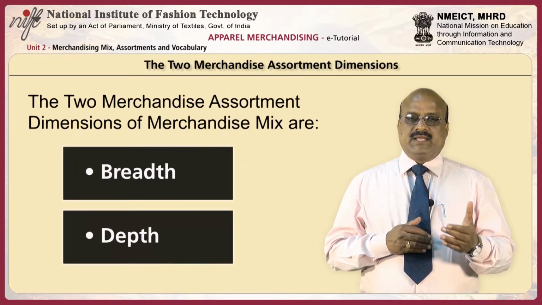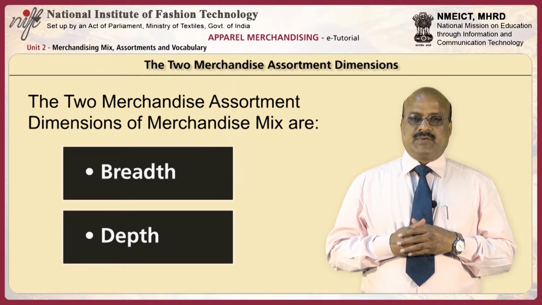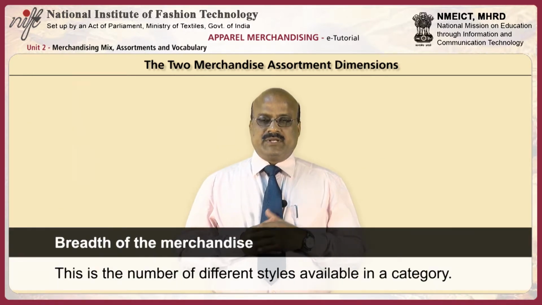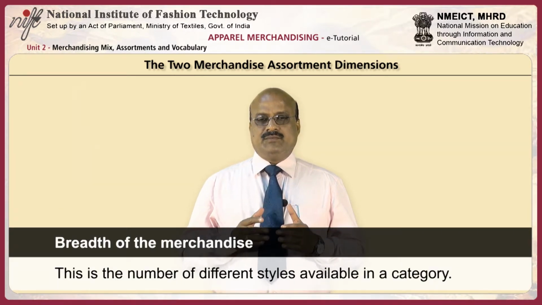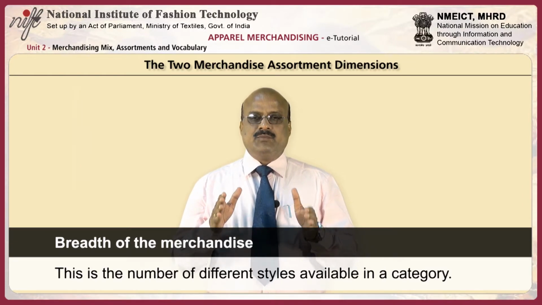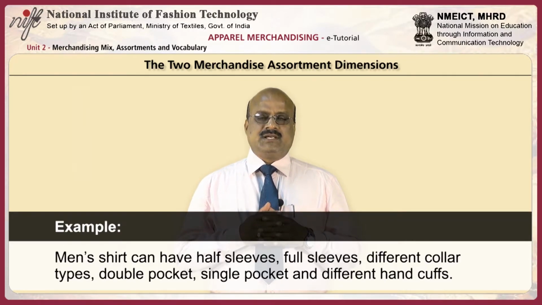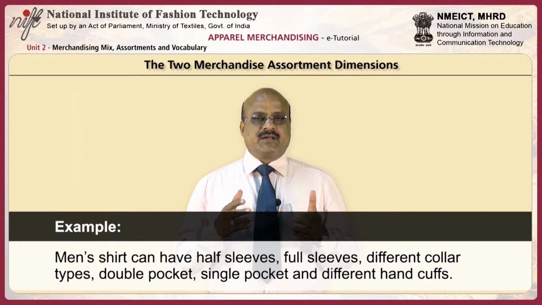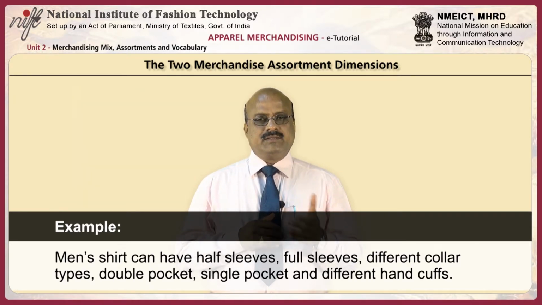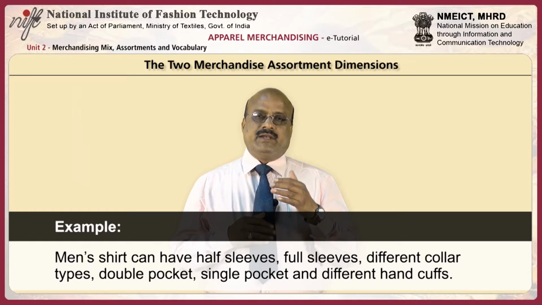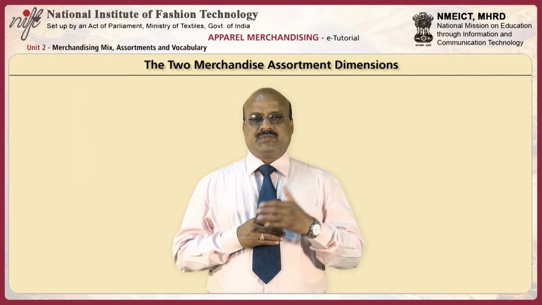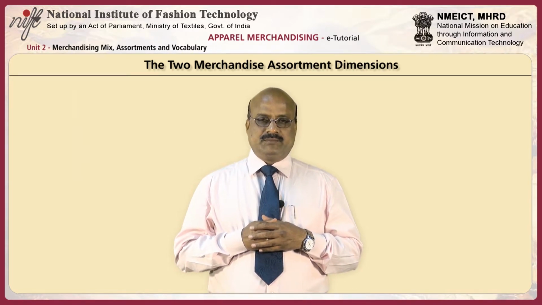The 2 merchandise assortment dimensions of merchandise mix are breadth and depth. Breadth of the merchandise is the number of different styles available in a category. For example, men's shirt, we can have half sleeves, full sleeve, different collar types, double pocket, single pocket and different cuffs in full sleeve type. So, these are the different types possible in a men's shirt.